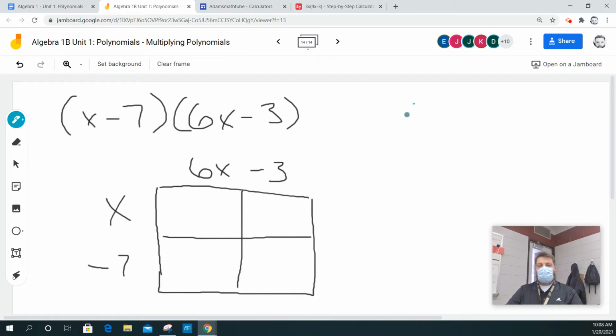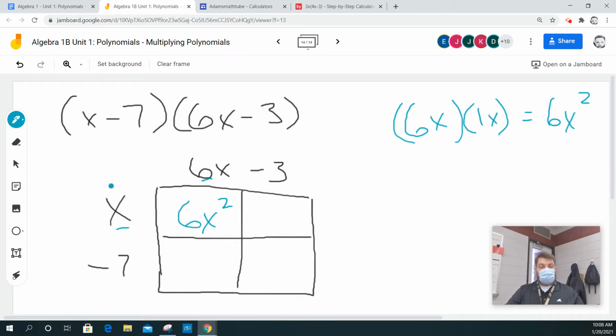Again, we're going to multiply the row by the column. So I've got 6x times 1x. That just gives me 6x squared. So this times this gives me 6x squared. Oh, yeah, that's right. And then for the next one, I'm going to multiply this by this. So I'm going to say negative 3 times 1x, right? That just gives me a negative 3x.